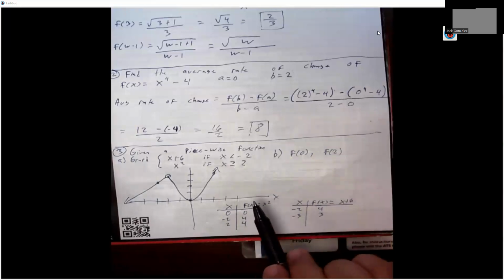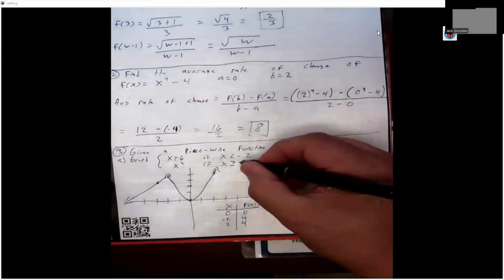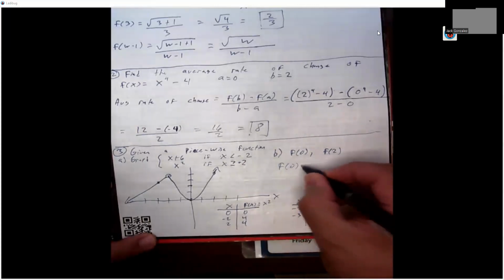The exam also said find f of 0 and f of 2. So f of 0 means you have to use the parabola. Actually, that should be minus right there. The parabola, because 0 is not defined for the first term. So f of 0 means it goes into here, which gives me 0.